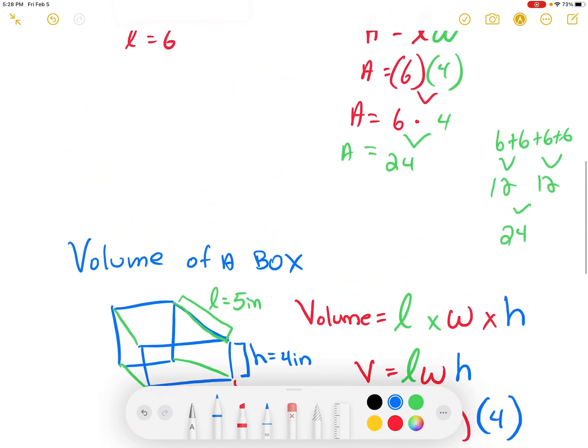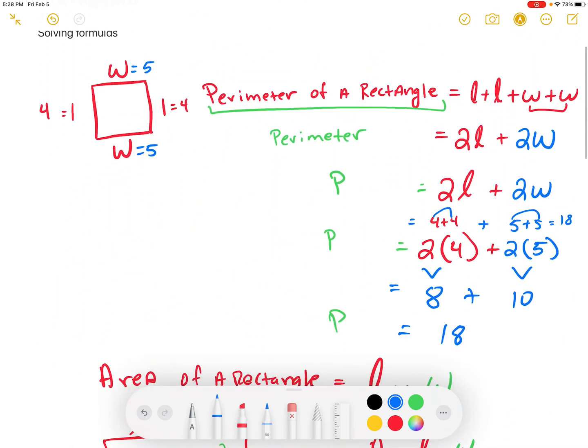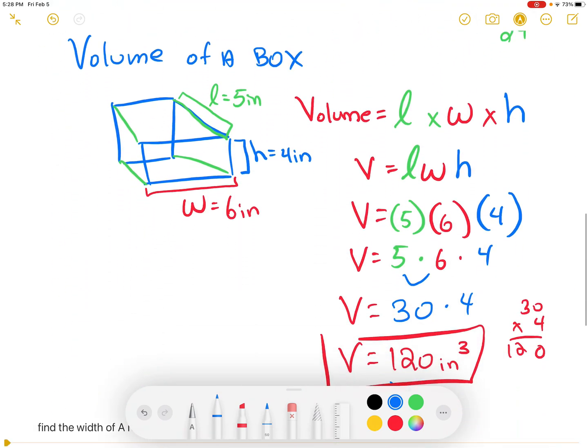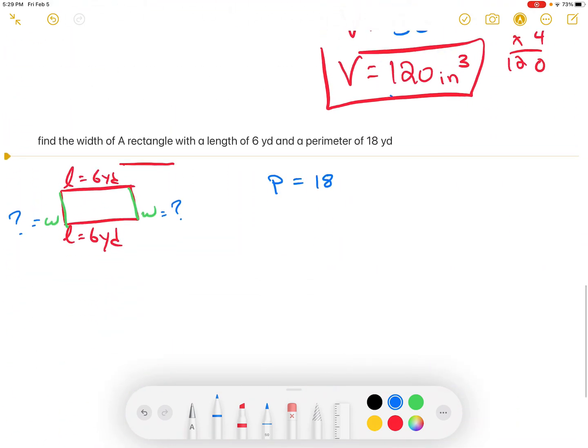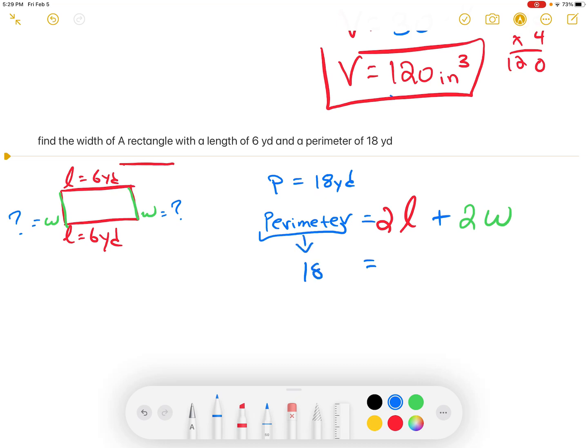Well, I know that the perimeter of a rectangle is the equation 2L plus 2W, or length plus width plus length plus width. So what I can do is fill in information I already know. If I know for a fact that the perimeter of a rectangle is 2 times the length plus 2 times the width, and the problem already tells me that the perimeter is 18 yards, well, I can replace the perimeter with 18 yards. And then I can fill in what information I know.